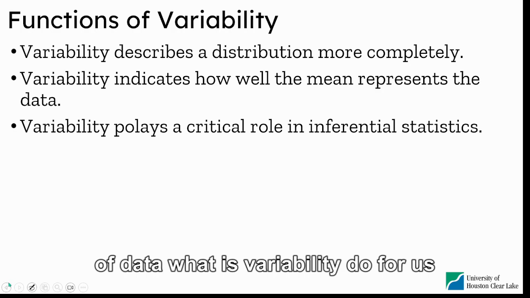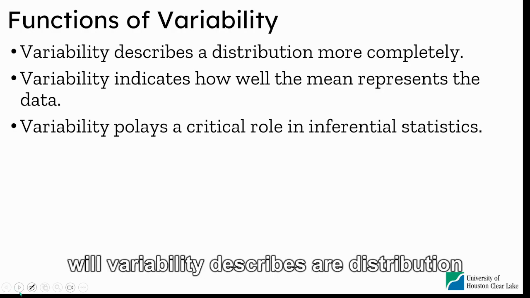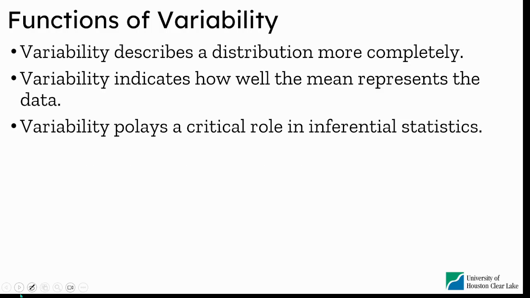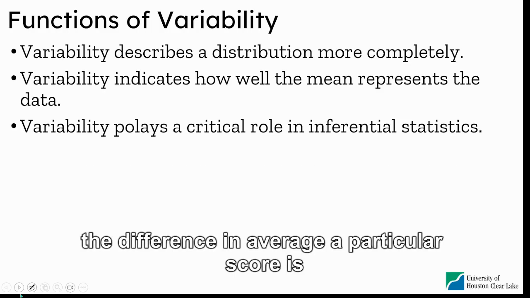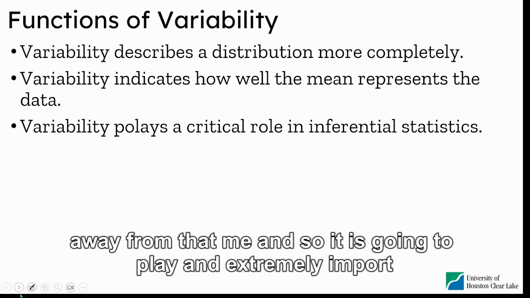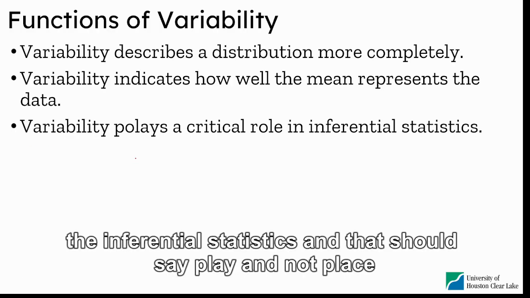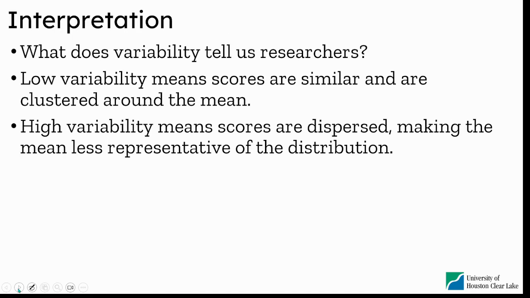What does variability do for us? Well, variability describes our distribution in a more complete way. And it does so by indicating how well that mean actually represents that data. So it works in conjunction with the mean because it's telling you the distance on average a particular score is away from that mean. And so it is going to play an extremely important part in inferential statistics.